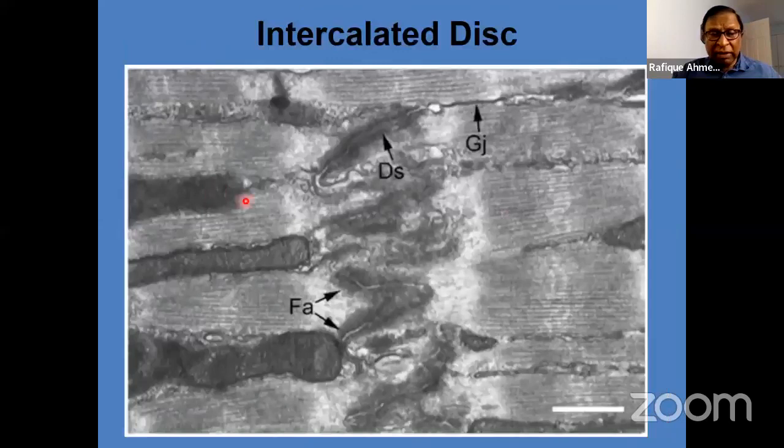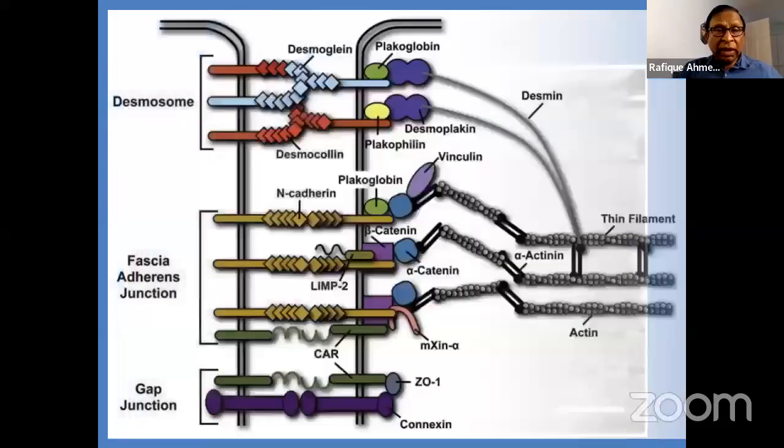So this is the intercalated disc. You see, this is the connection. You see an electron microscopic view. And if you look at this, this is one cell and another cell, and they're connected by these proteins, desmoglein, plakophilin, and these are important because we can have problems with this and cause different kinds of disease processes.